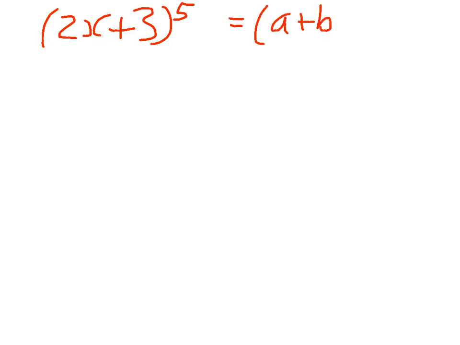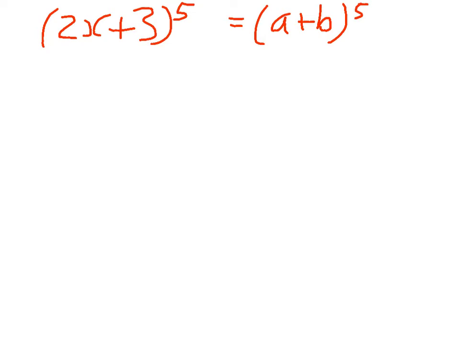So say you are trying to expand something like, the question gives you 2x plus 3 to the power of 5. You're going to need to start by working out what goes where. Now I always think it's easiest to write it out in the form of a plus b to the 5 and then substitute in your values, just to make sure that you don't get too bogged down in what the powers are and things early on.